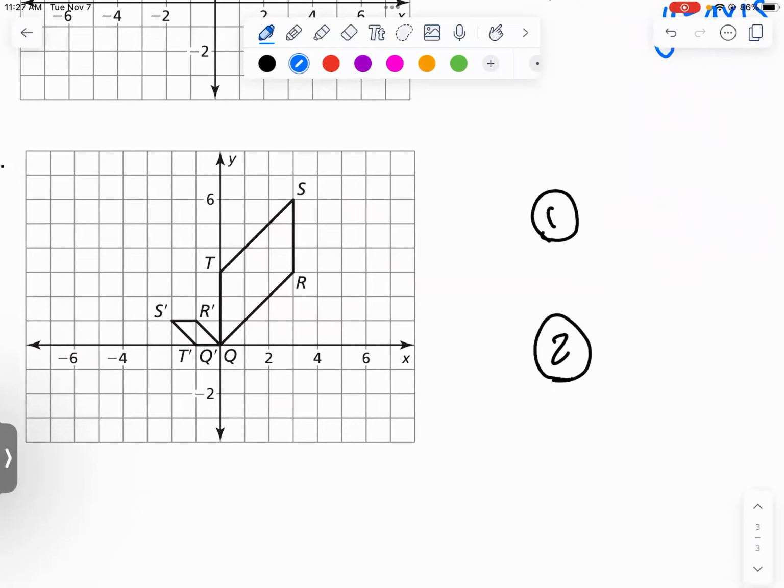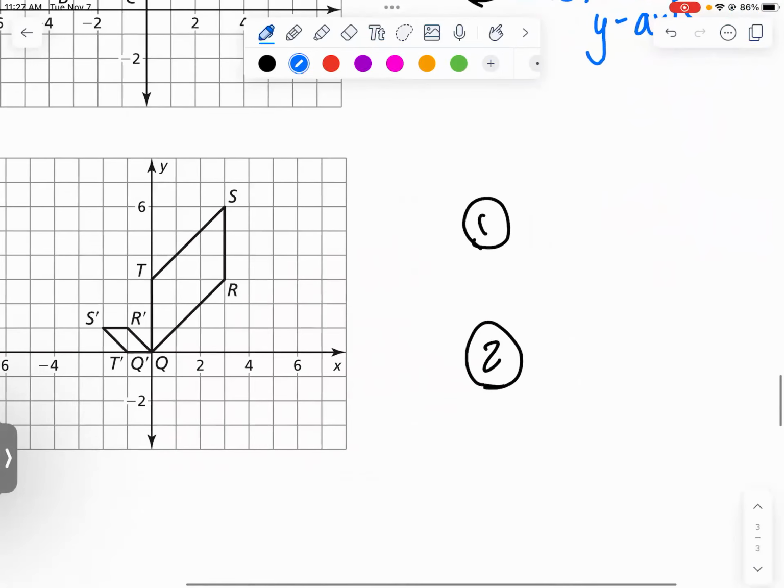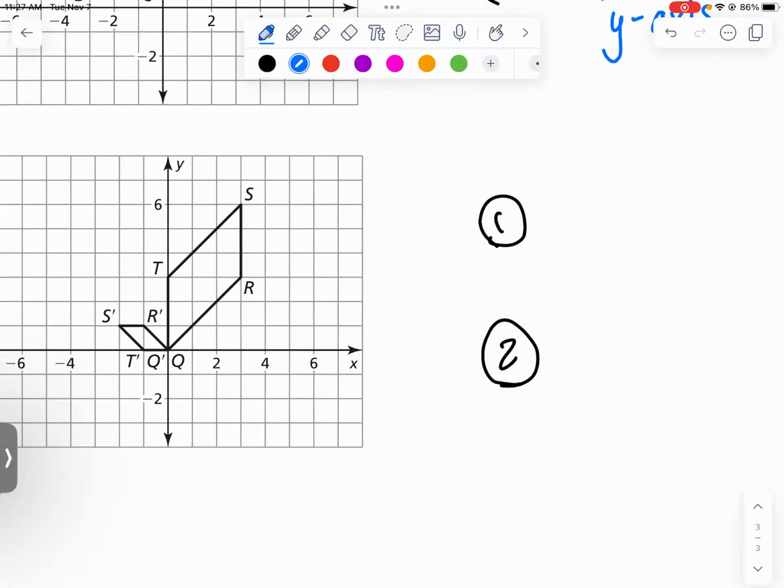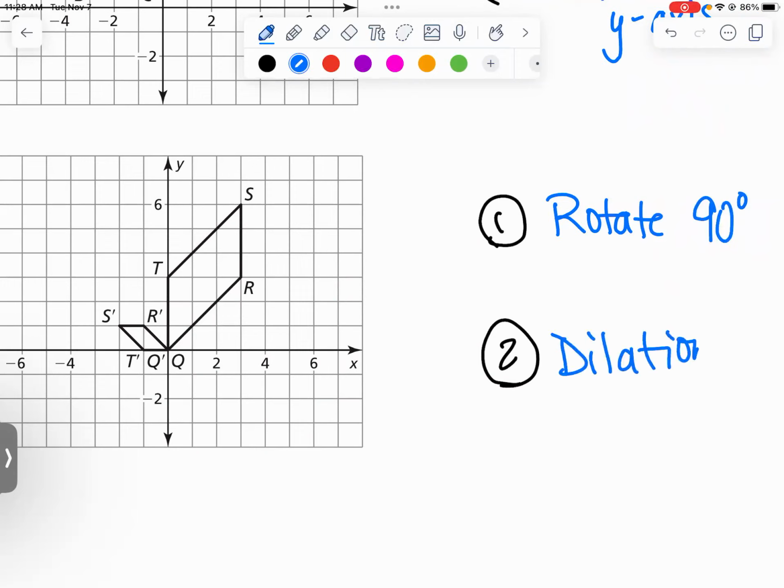Okay, what about number 3? So we have a 90-degree rotation. Good. Dilation where K equals 1/3. Very good. Yeah.